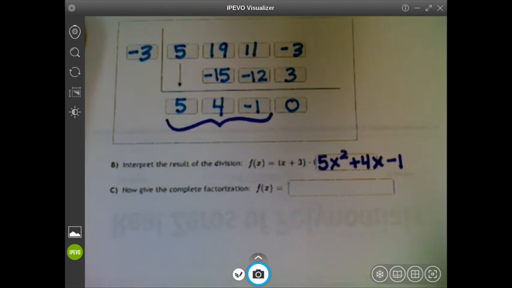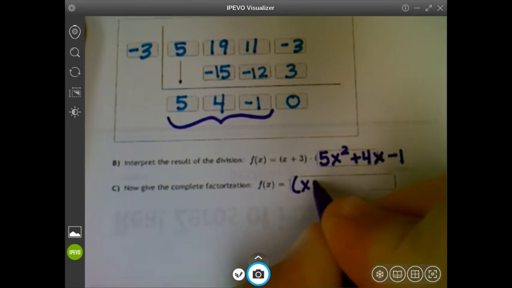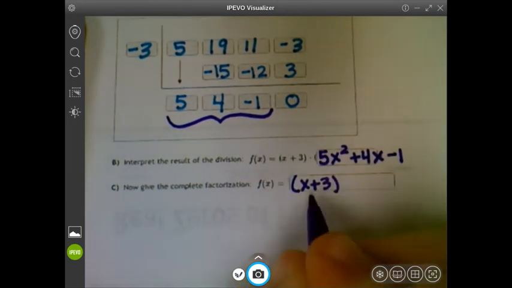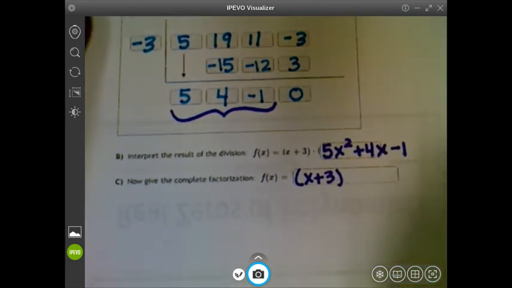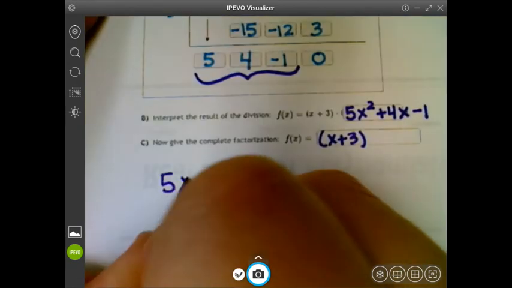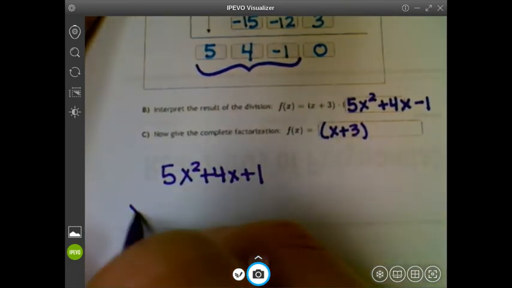All right, part C says give the complete factorization. So one of the factors is x plus 3. From here, x plus 3. The other factor, you have to factor this part, and you'll put those in there. So we need 5x squared plus 4x plus 1. We need to factor this.